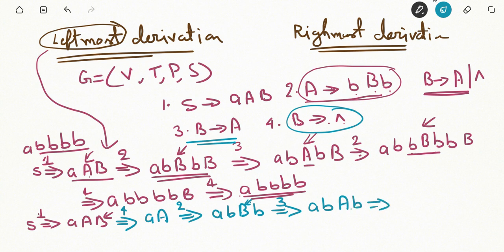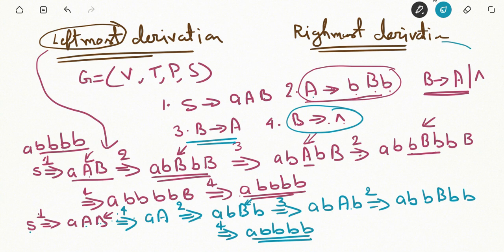Now you can apply again the second production rule. Only one variable is there. So you are going to have aBBBBB. Again use the fourth production rule. So you have abbbb. So this string has been derived from the starting symbol, but the ordering is such that you have replaced the rightmost variable in each step. So this one is an example of rightmost derivation.